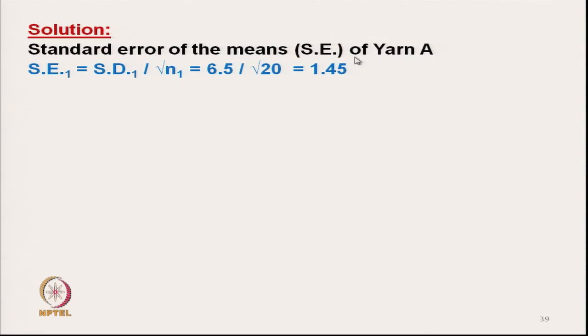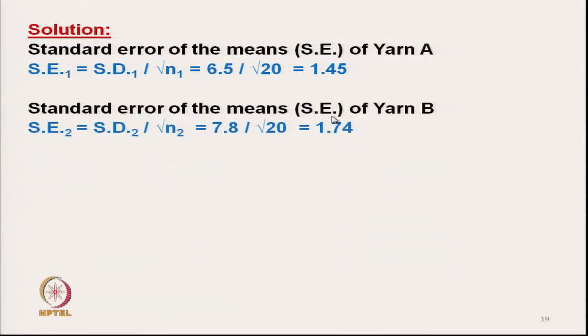Standard error of mean of yarn A. Like in earlier processes, we will calculate the standard error of yarn A. So, SE1 in the same way is 66.5 by under root 2, this is the standard error of yarn A. Similarly, for yarn B, standard error SE2 is equal to 1.75.